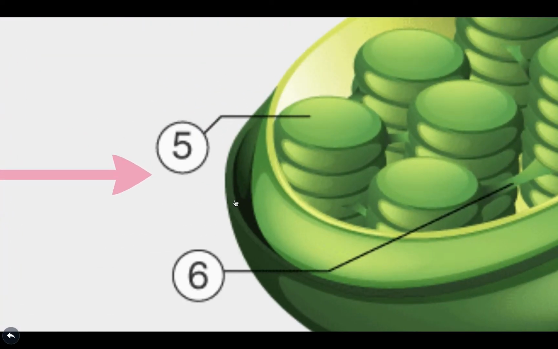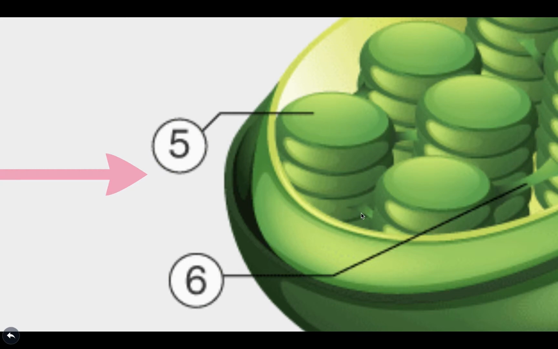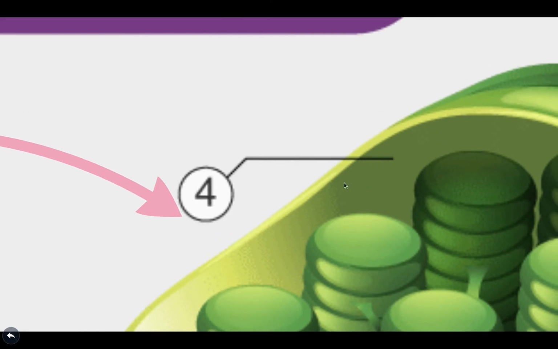Thylakoids are commonly found in stacks as shown here. These are called granum stacks. The stroma is the fluid that surrounds these granum stacks.